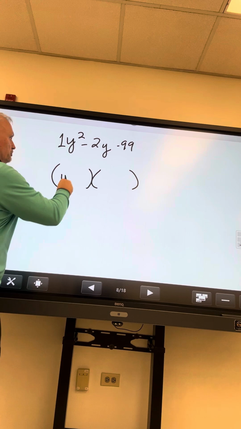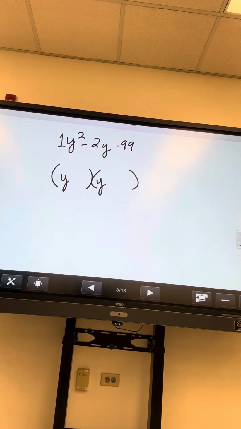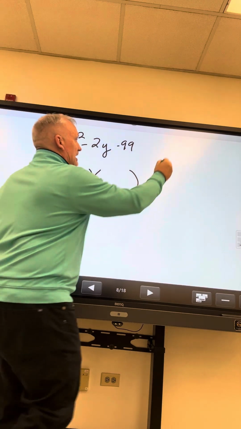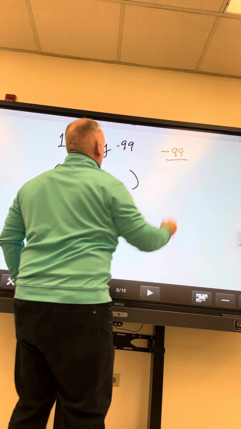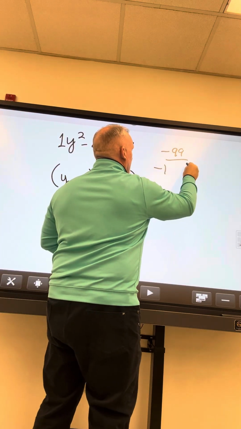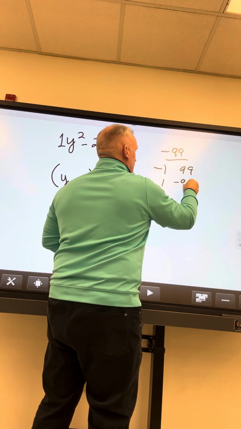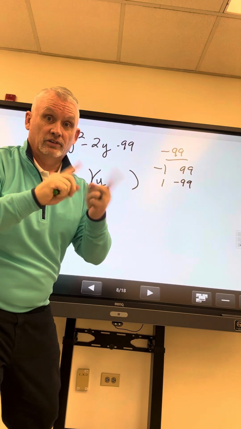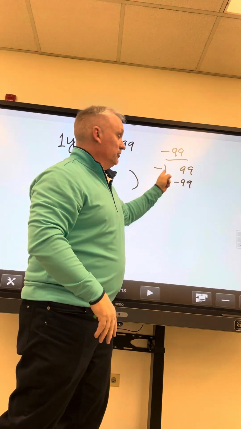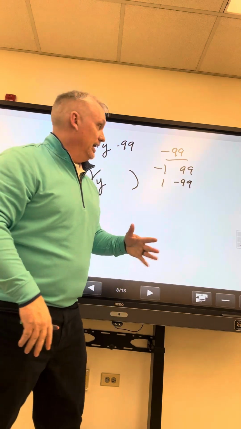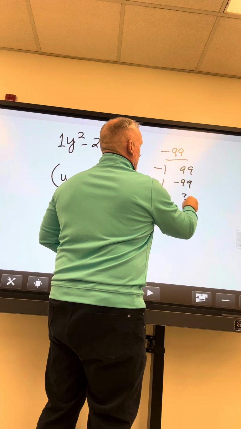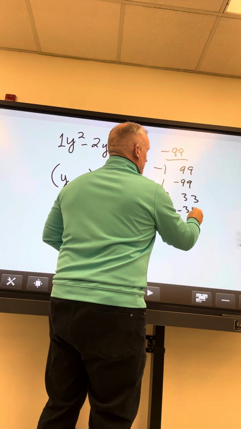So the next thing I'm going to do is put y and y. Okay, cool. So now this is good. I'm going to do the factors of negative 99 that add up to negative 2. Now I could do this, negative 1 and 99, 1 and negative 99, because I have to do both of those. Factors mean you multiply. Multiply those things together, you get a negative, okay? Now I could keep going through this, and I could get negative 3 and 33, 3 and negative 33.